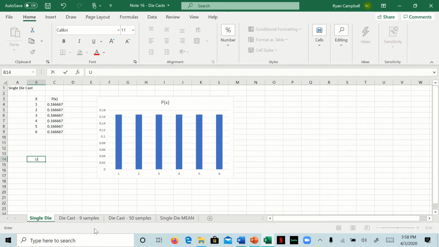Wow, I am losing my mind for a second. Uniform distribution. There we go.